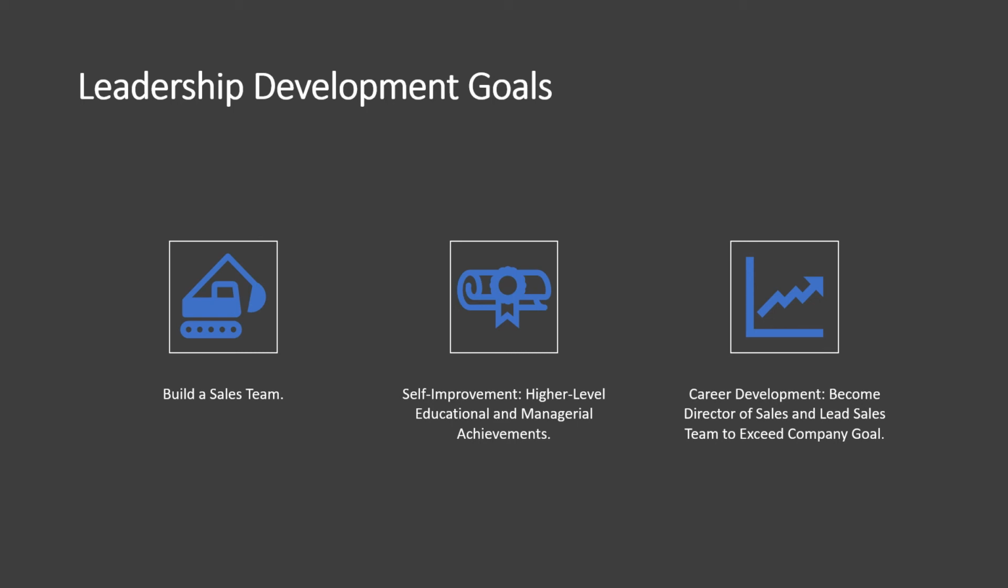Goal number 2 is self-improvement, higher level educational and managerial achievements. Objective number 1, by December 2021, complete my MBA degree. I have 15 hours left, and I need to finish the completion of my degree, which will be difficult because January of next year, next month, we are expecting our 2nd child. So next semester is definitely going to be a challenge, but I'm up to the challenge.